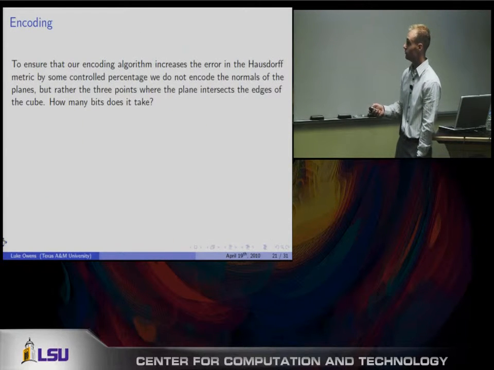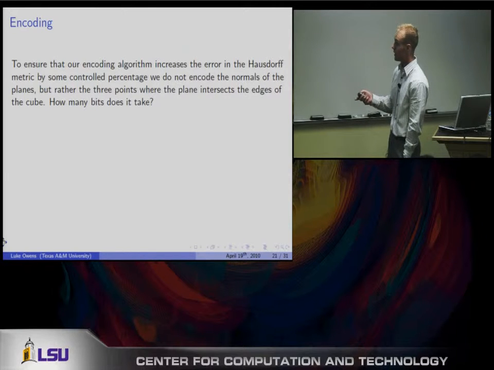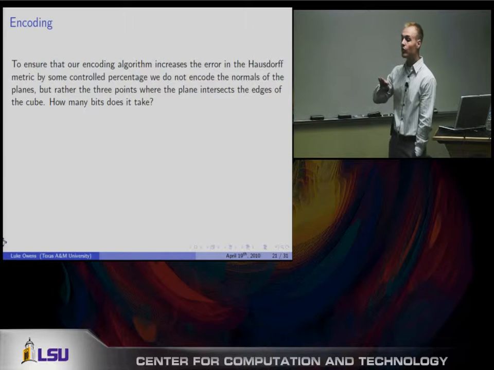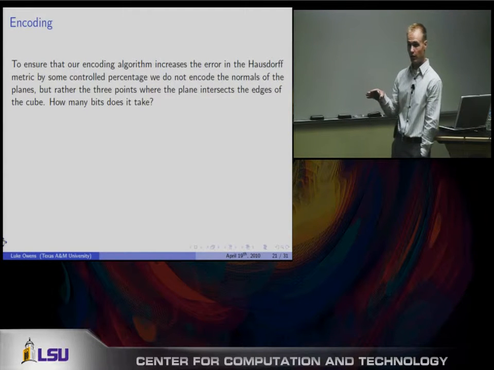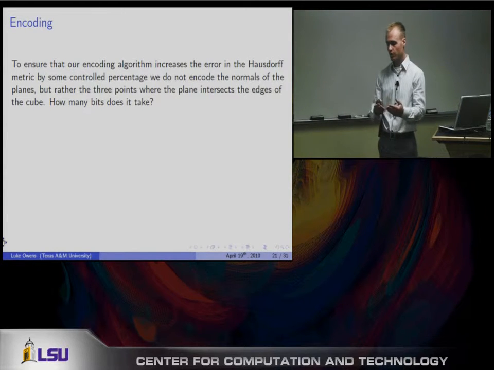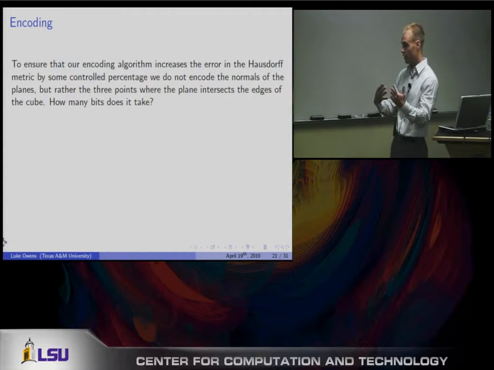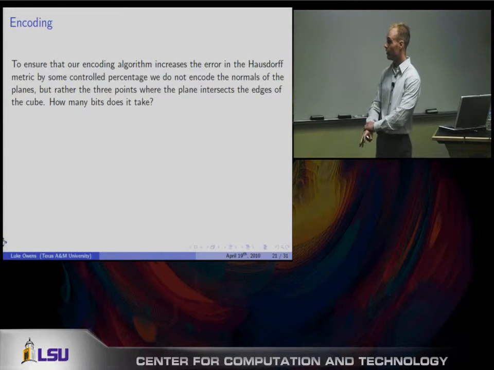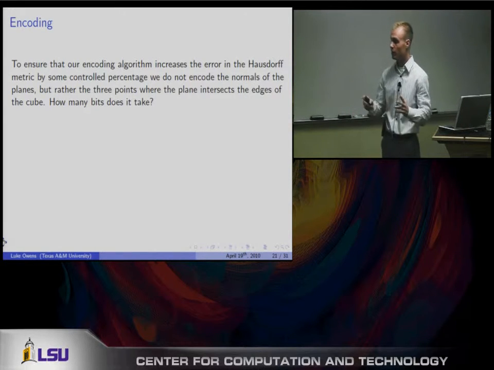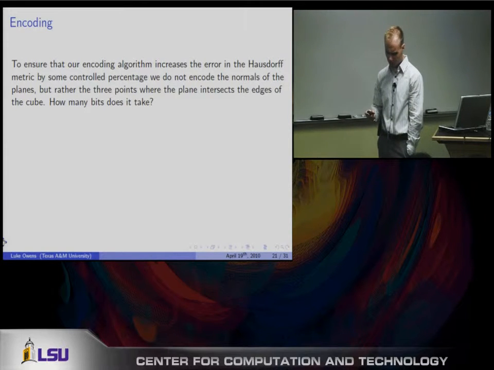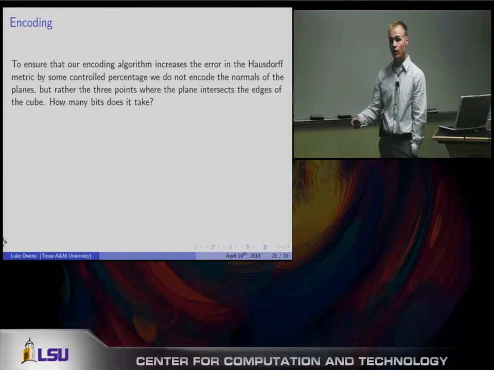So instead of encoding the normals, we instead encode where the plane intersects the edges of the cube. Now the plane intersects at least 3 edges. We don't consider cases where the plane completely engulfs a face of the cube or an edge of the cube, because we can just shift that and not worry about it. At least 3 edges, right? So we can pick those 3 in whatever method we want. So this is Dan's new sort of encoding algorithm, and he also made it progressive.